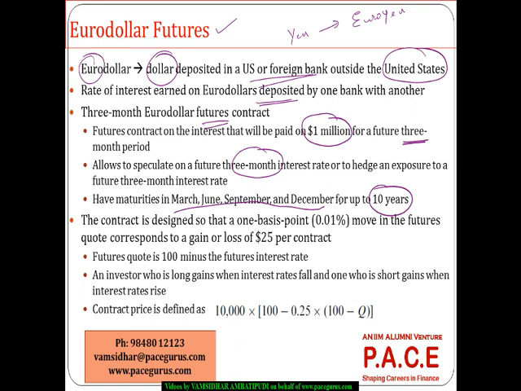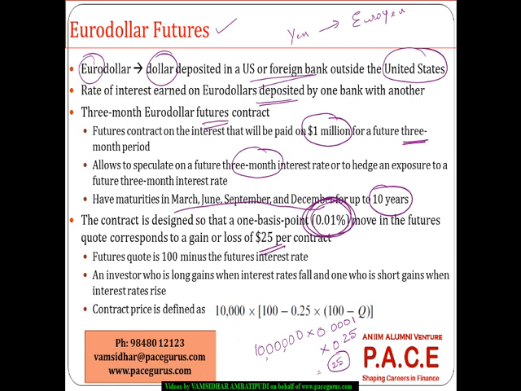Always the contract is designed in such a way that a 0.01% move, because 1 million is the face value, on this 1 million, if I assume a 0.01% move, which means 0.0001, and this is for 3 months, multiplied by 0.25, this will exactly come out to 25, which means a 1 basis point move will result in a gain or loss of $25 per contract. So you can directly get it in terms of the calculation.